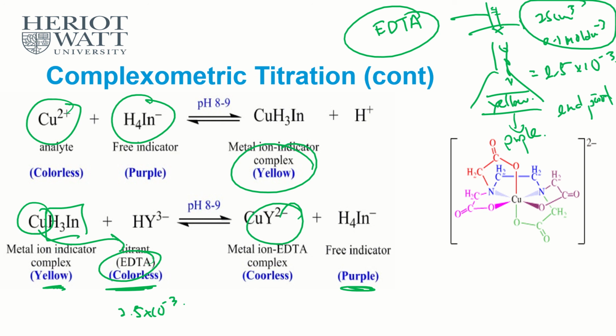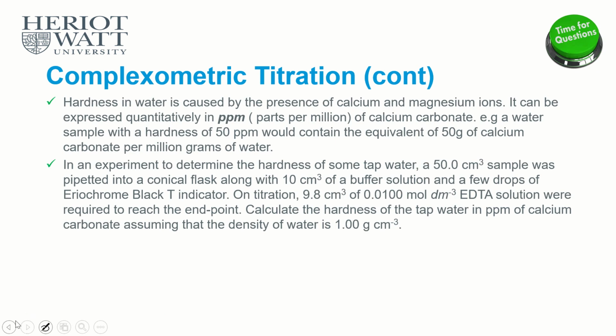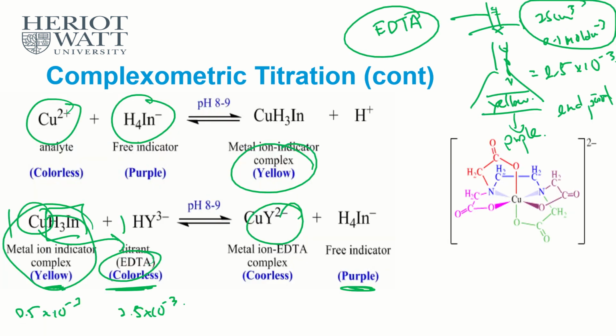And so what is the mole of this yellow solution? The ratio is 1 to 1. So same thing, 2.5 times 10 to the power of -3. Just now, same thing, I just put it into this equation. So from here, can you get the mole of copper in the solution initially? Same thing, 1 mole to 1 mole. So yes, the copper ion is 2.5 times 10 to the power of -3.